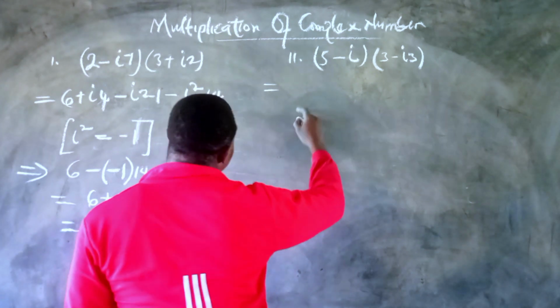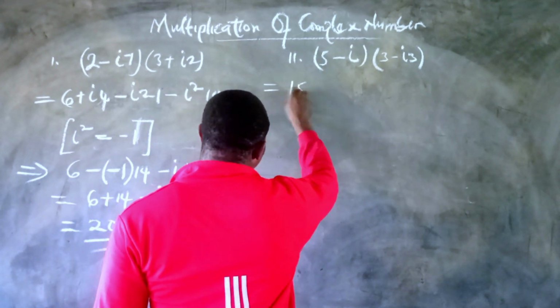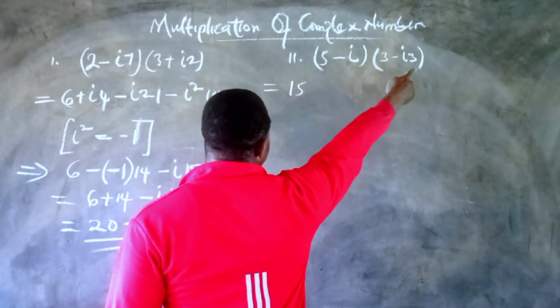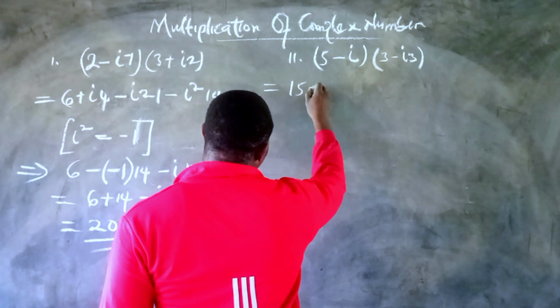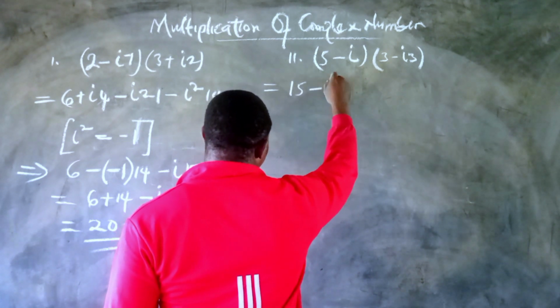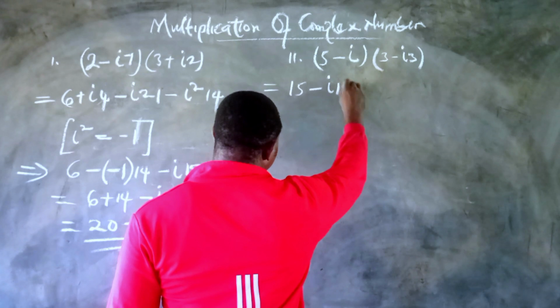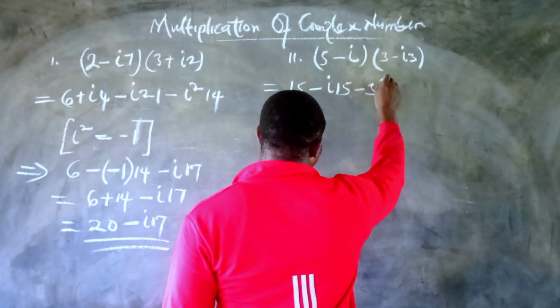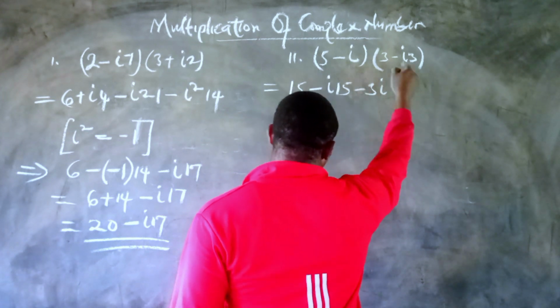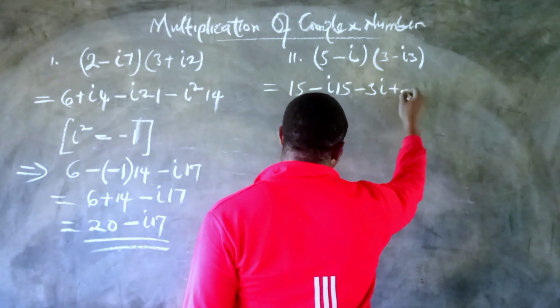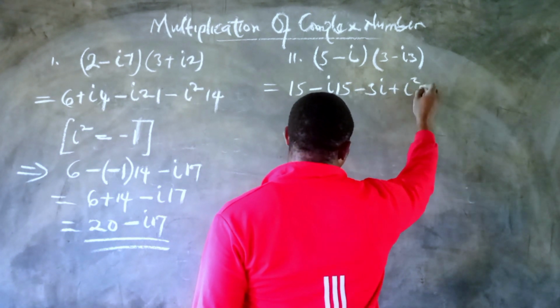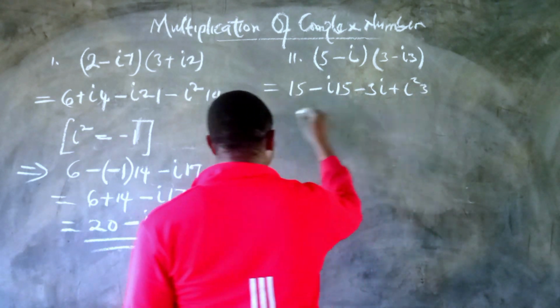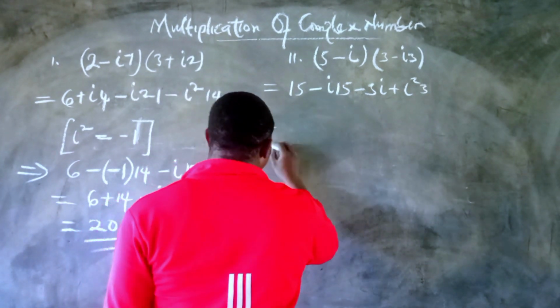Okay, now let's see the last one. So here we have (5 minus i) in one bracket and (3 minus i3) in the other bracket, and we have to multiply. So we are distributing just like we did in the other one. So I hope you are getting this. So negative i multiplied by 3 gives negative i3. So negative i multiplied by negative i3 gives positive i squared 3, right?